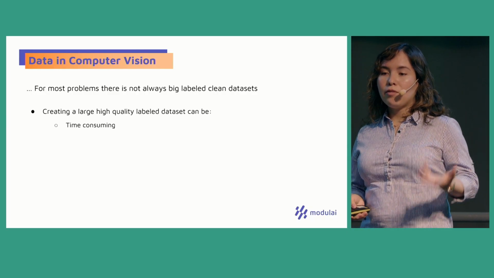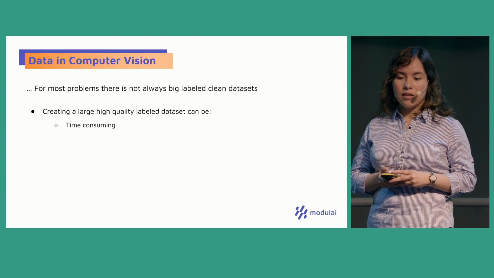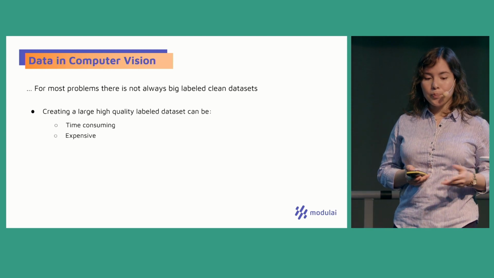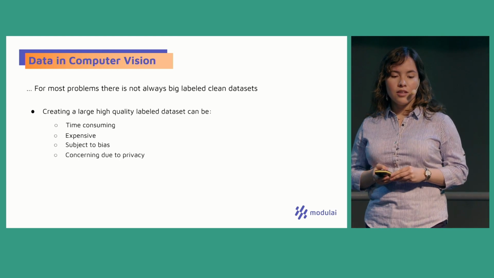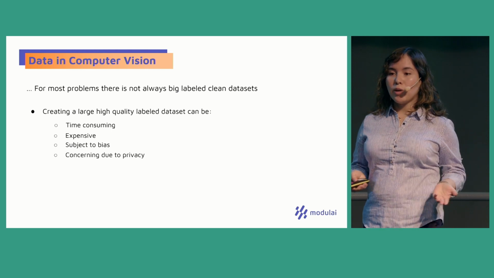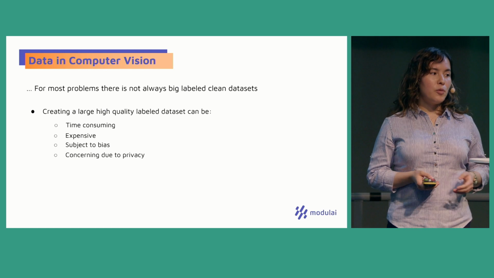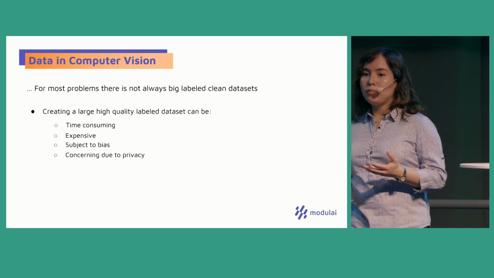However, in our problems in real life, we do not always have access to these large, high-quality datasets. And this is because creating a high-quality dataset often becomes very time-consuming to collect, label, and verify the labels of our dataset. This also makes it very expensive, subject to bias, and in some cases, it raises some concerns due to privacy or copyright. For example, when using data for medical purposes.